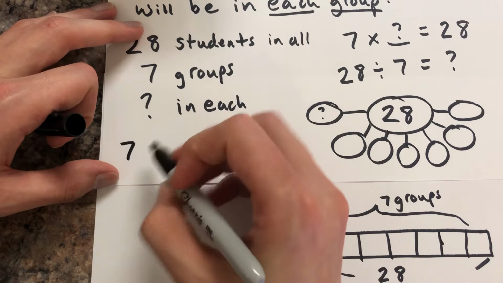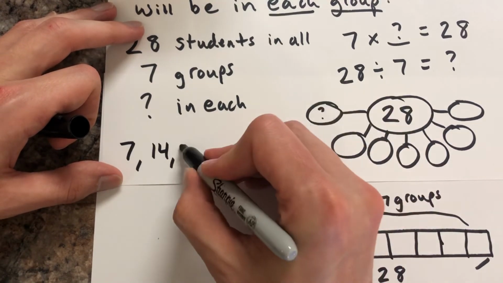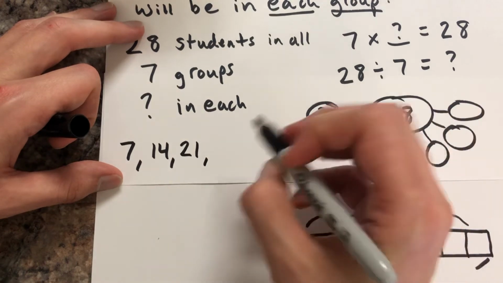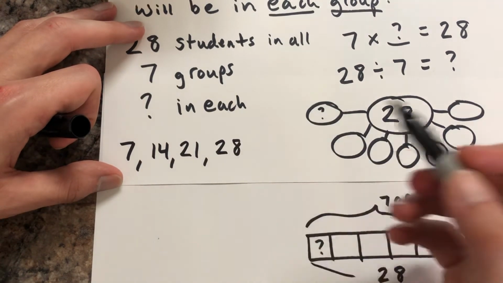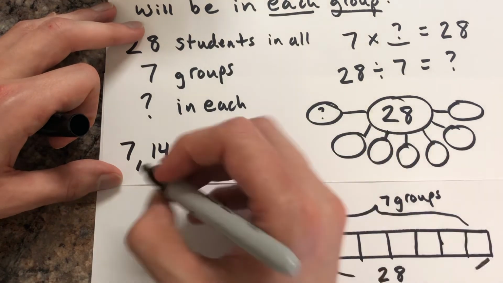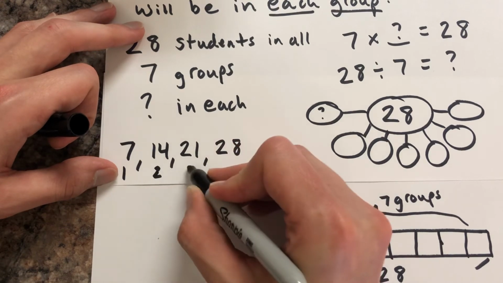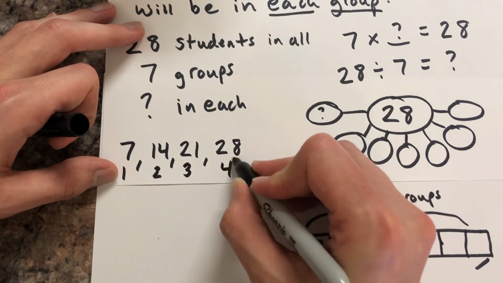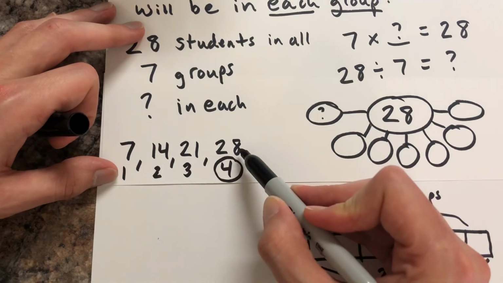7, 14, 21, 28. How many times did it take me to count up to 28? That's right, 4 times. 1, 2, 3, 4. It took me 4 times to count by 7s all the way to 28.